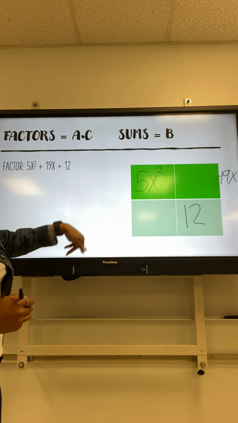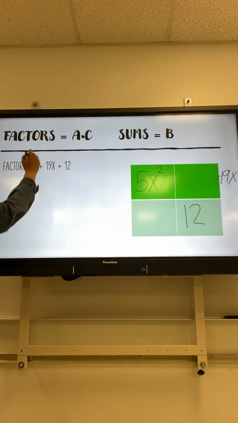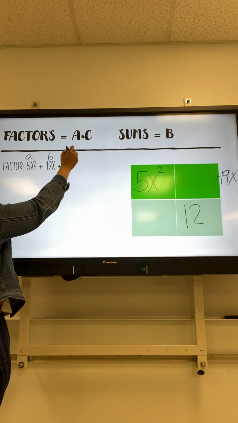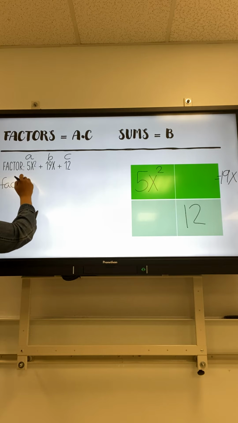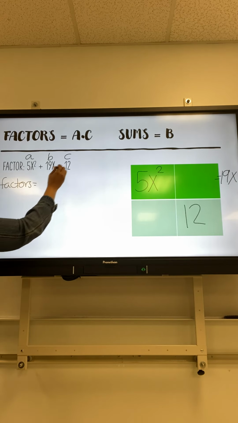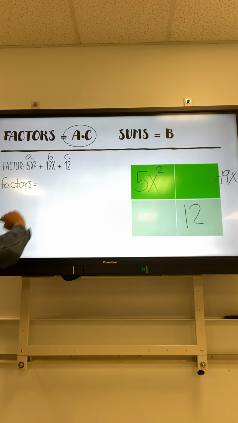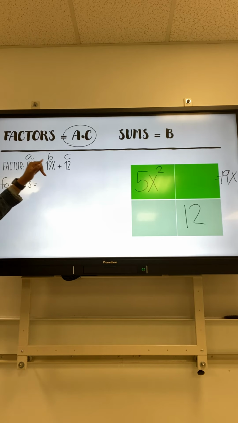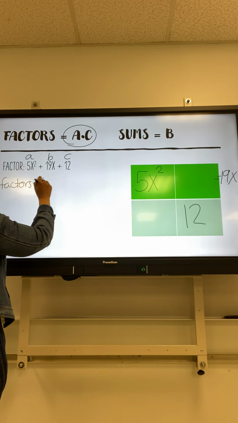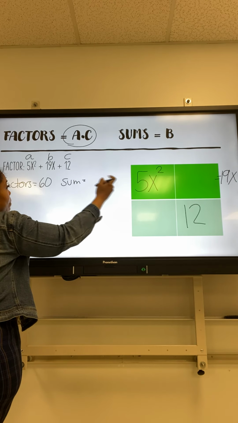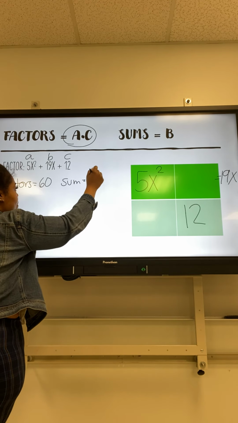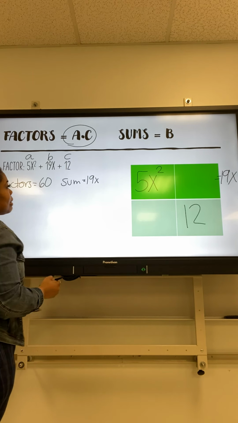So I need to figure out what my factors are, so I'm going to do my factors and sums. So this is A, B, and C. So we want the factors to equal, and then remember here, A times C. So my factors are going to be 5 times 12, okay? And 5 times 12 is 60, and I want the sum is the middle, right? We look over there, the sum has to equal 19x.